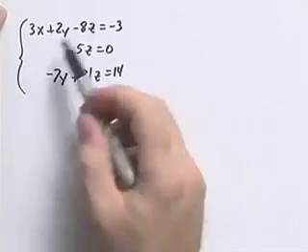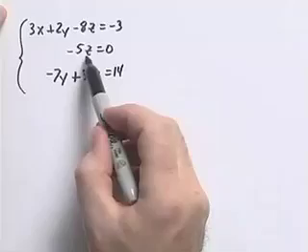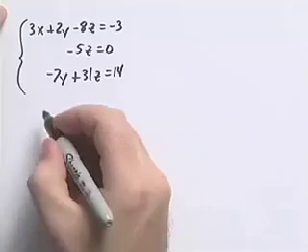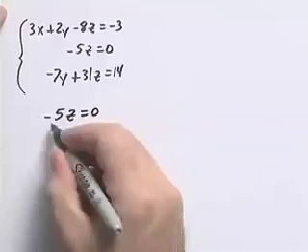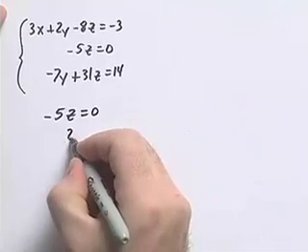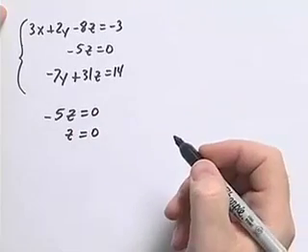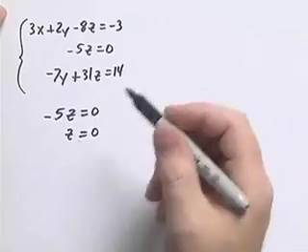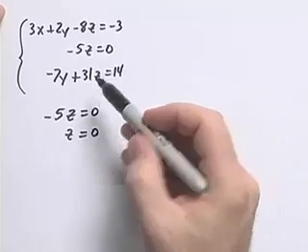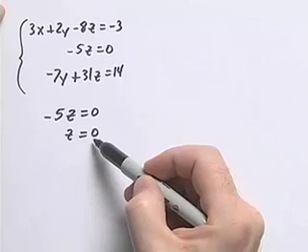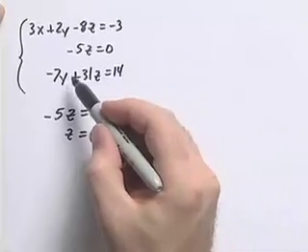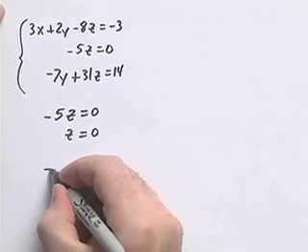If we look at our system, we see that this second equation only involves one variable. So we can easily solve that for z. Negative 5z equals 0. If we divide both sides by negative 5, it gives us z is equal to 0. So now we know what the value of z is. When we look here at our third equation, we notice that this equation depends on y and z. We know the value of z already, so we can back substitute that into our third equation.